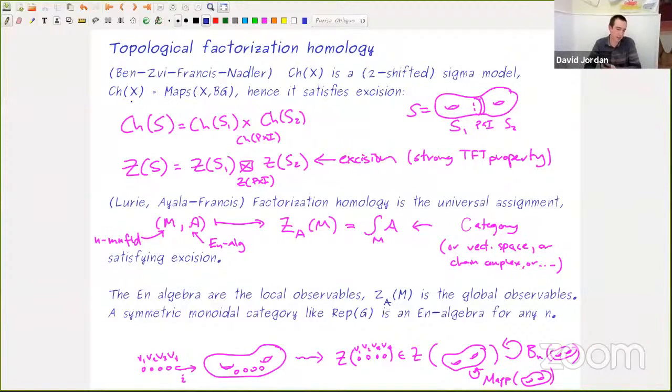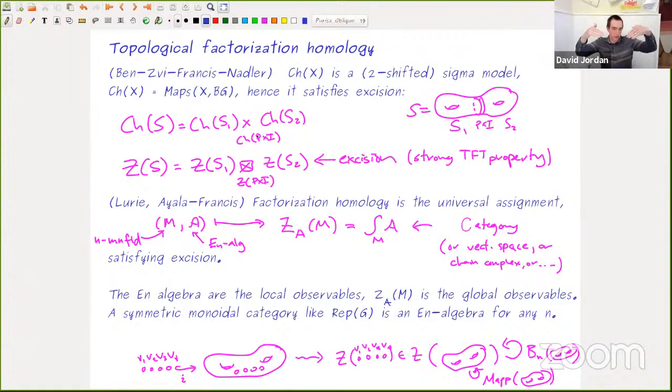And if you think about it, that is what a character stack is. We're giving a map into the classifying space, and from that you see that it satisfies excision. So if I have a surface which is glued out of two smaller surfaces along an interval, or more generally an n-manifold glued in this way as a composition of cobordisms, well then the character stack of the big thing is just the product of the character stacks of the two components relative to the boundary.